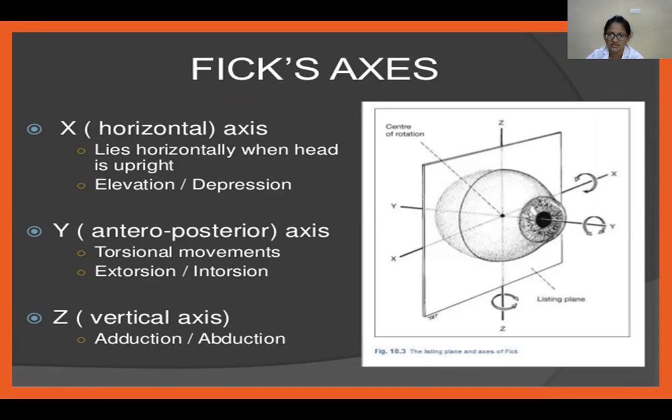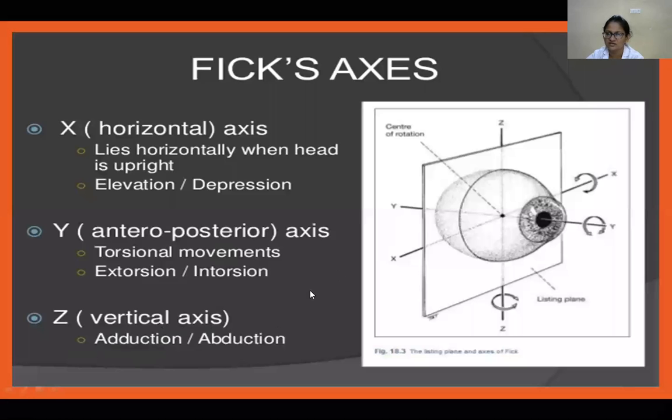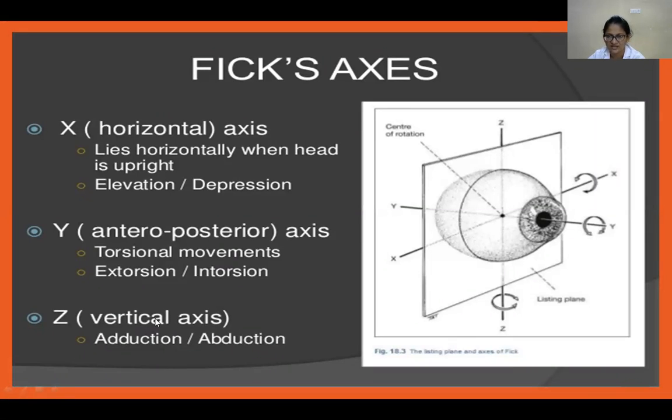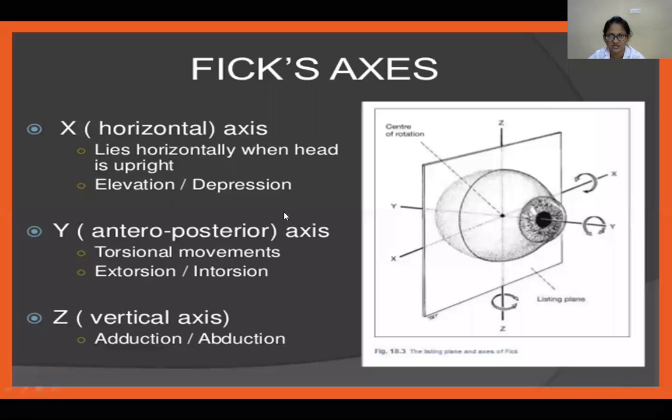Okay, next coming to the vertical axis. In the vertical axis, the movements that occur are abduction and adduction. Okay, these occur in the z-axis, the vertical axis. These are the three axes. These axes are called fixed axes: horizontal axis, anterior posterior axis, and vertical axis.